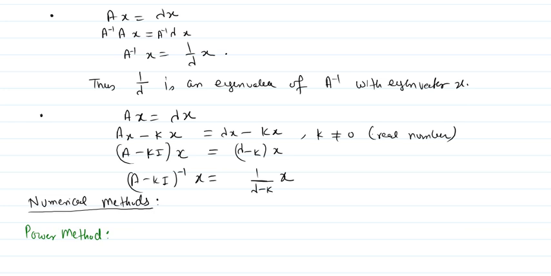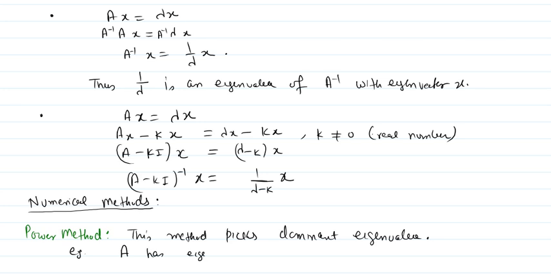So this method picks the dominant eigenvalue. Dominant means the eigenvalue which has the largest magnitude. Let us say matrix A is a 3 cross 3 matrix. It has eigenvalues 1, 2 and 3. Then this 3 is called dominant, so this is largest in magnitude.